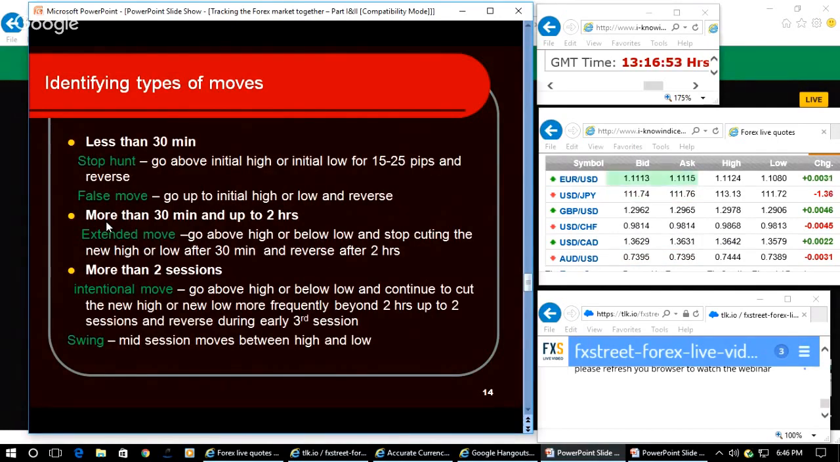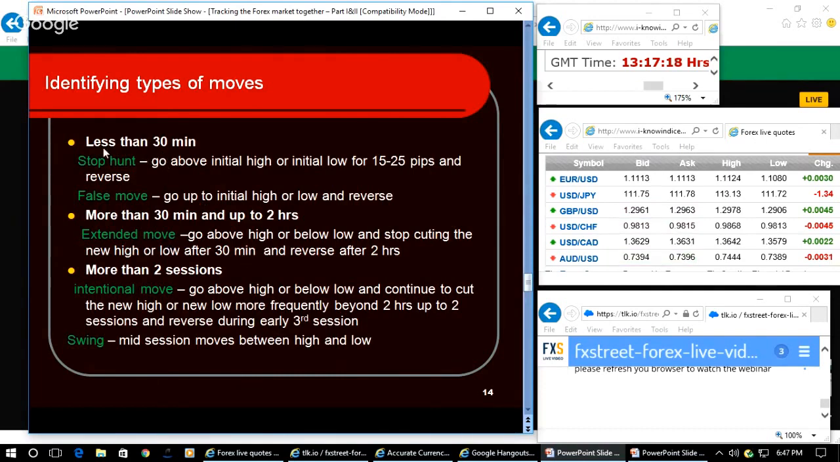So what is the most important thing with regard to trading Forex or trading any market for that matter? We need to find out whether they are making quick moves or slow moves. Quick moves or false moves. So here you come across three types of quick moves, namely the stop and false move and the extended move. These three are all quick moves.